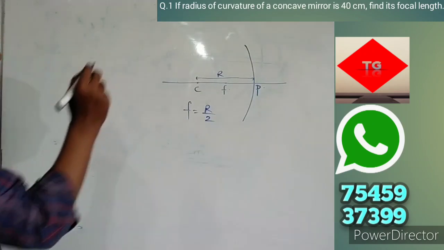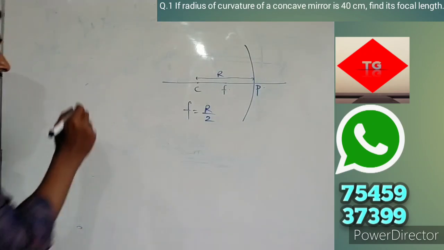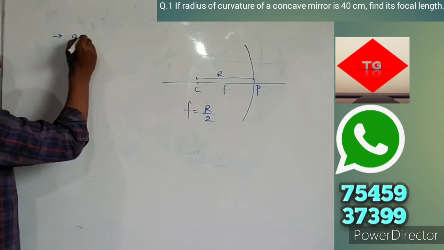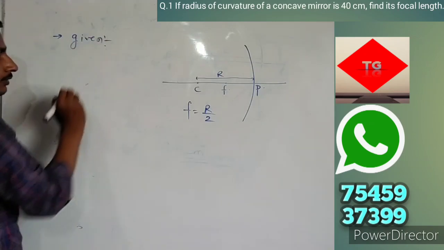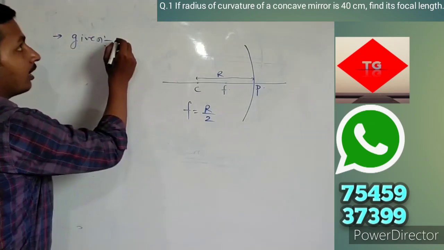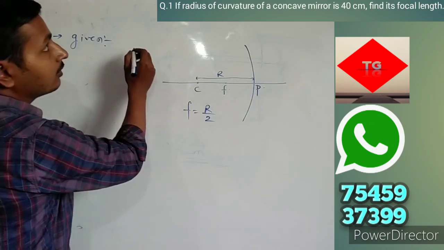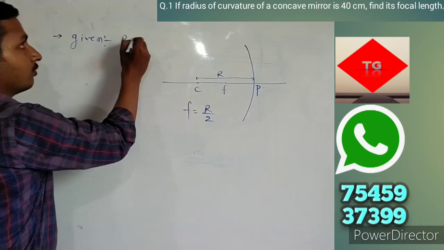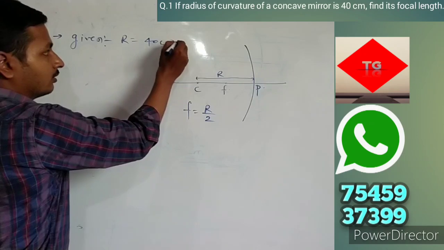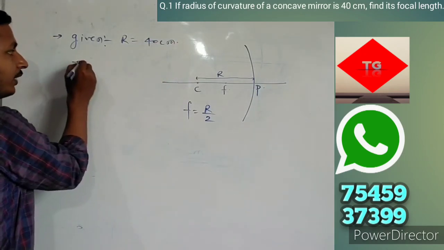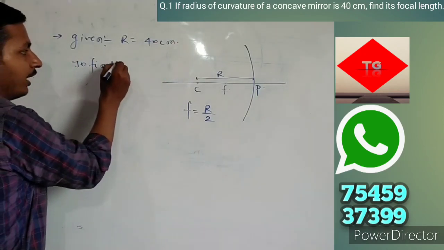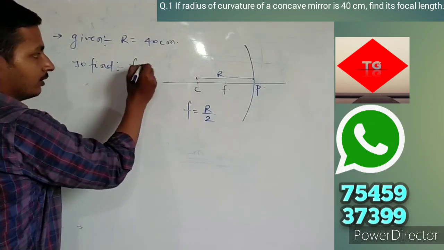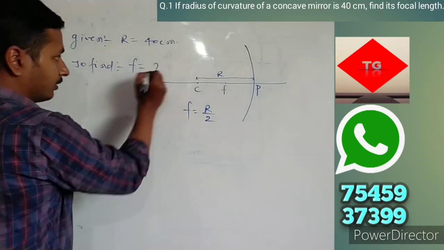And what is given in the question you must write. Firstly, given is R equal to 40 centimeter, and you have to find the focal length of that mirror.